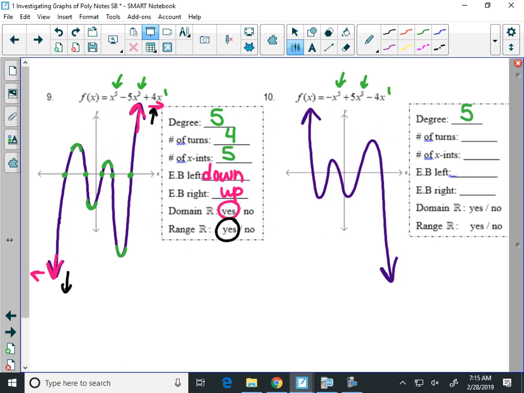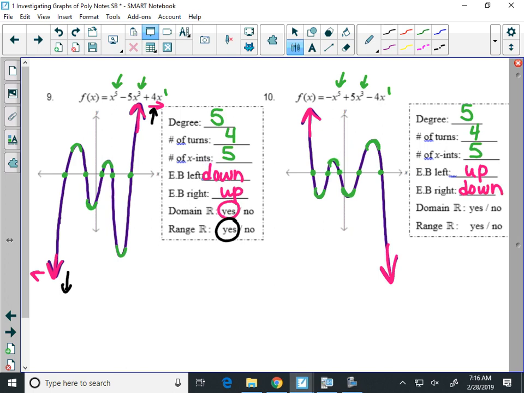Number of turns again. I will count slowly here. 1, 2, 3, and 4 turns. So my graph turns or changes directions 4 times. The x-intercepts, I count them as 1, 2, 3, 4, 5. This time the end behavior on the left, the arrow is pointing up. The end behavior on the right, the arrow is pointing down.